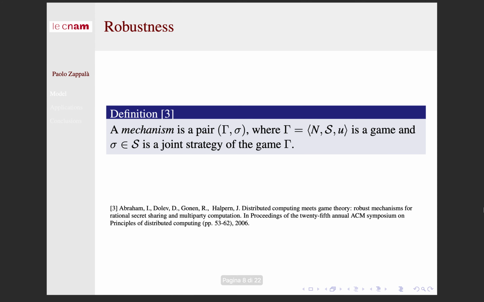So we introduce some definitions which are already known in literature, which we need to understand how robustness is analyzed. First of all, the protocol is represented by a pair called mechanism, which is formed by a game, which represents the situation with all the players and all the possible strategies, and a joint strategy, which represents the protocol itself. So every single player who follows the protocol has to play these specific strategies.